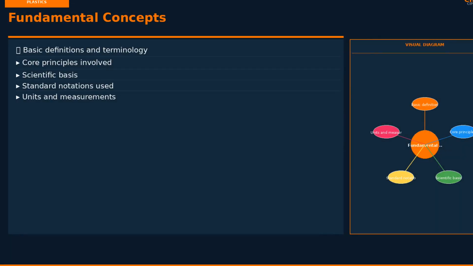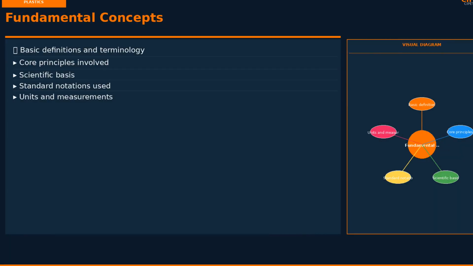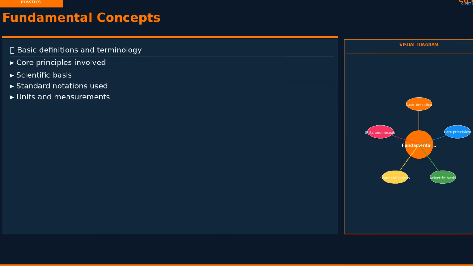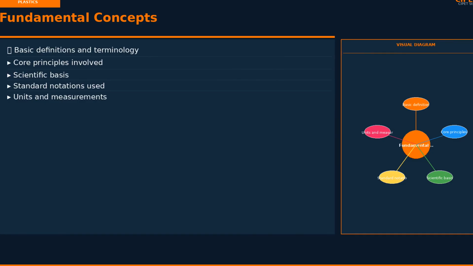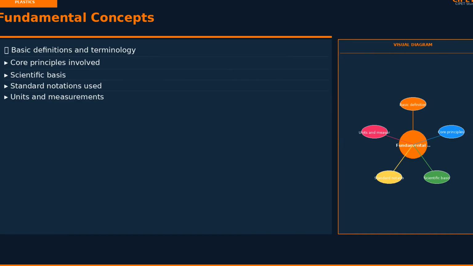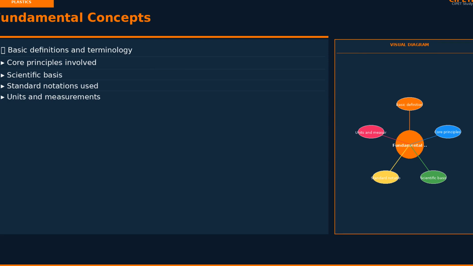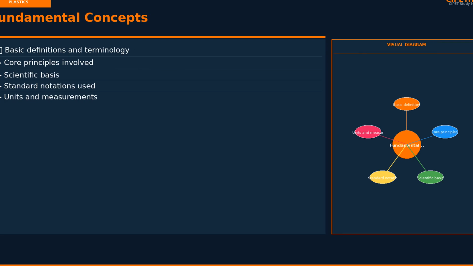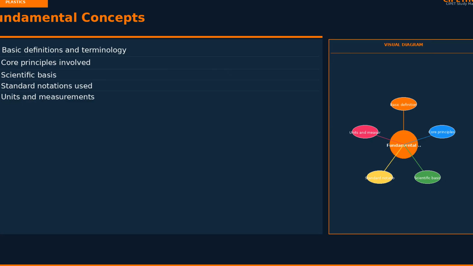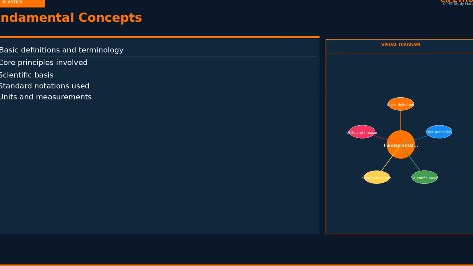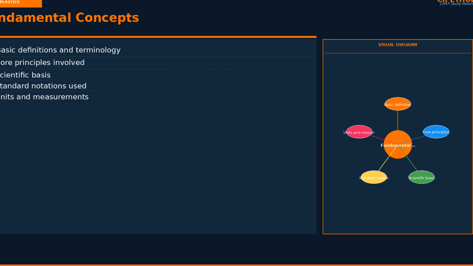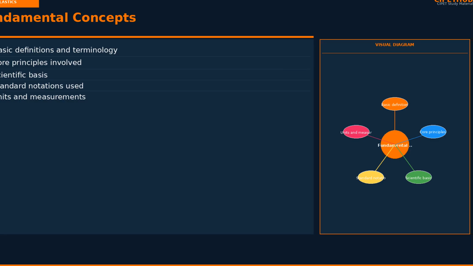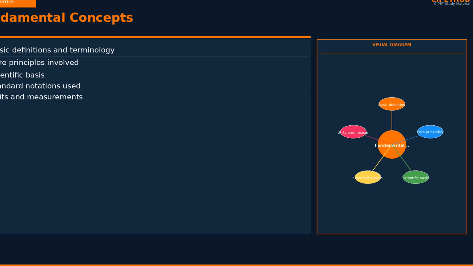Dear students, let us understand the fundamental concepts of extrusion process in plastics manufacturing. First, we must be clear about the basic definitions and terminology. These form the foundation of all advanced topics. Please note these definitions carefully as they are important for your CIPET semester exam.